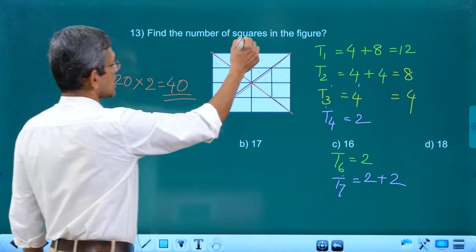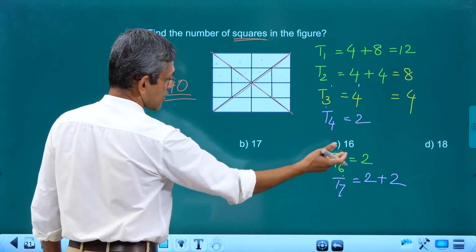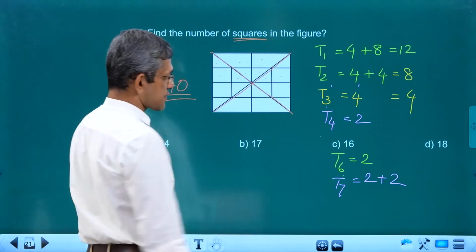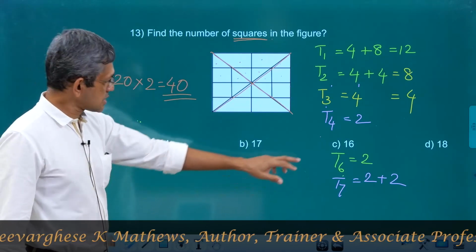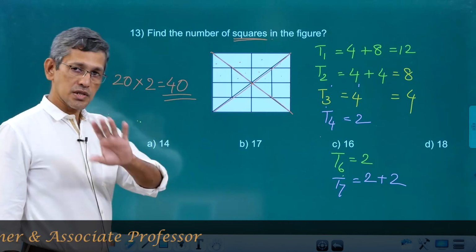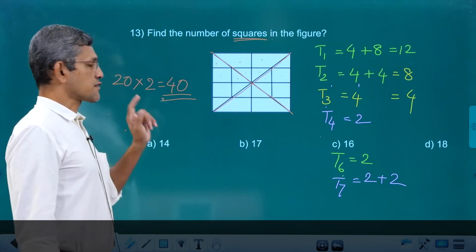Actually, this question is asking us to find the number of squares. We have already found the answer for number of squares, that is 16. This one is an additional question. That's the reason we don't have the answer choice here. No need to worry. This would be the answer, 40.